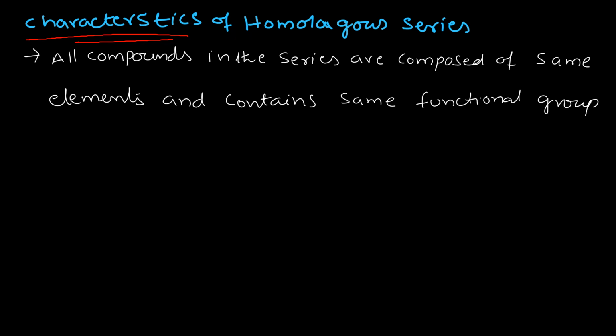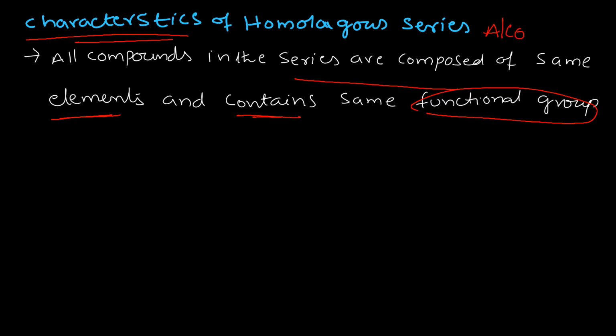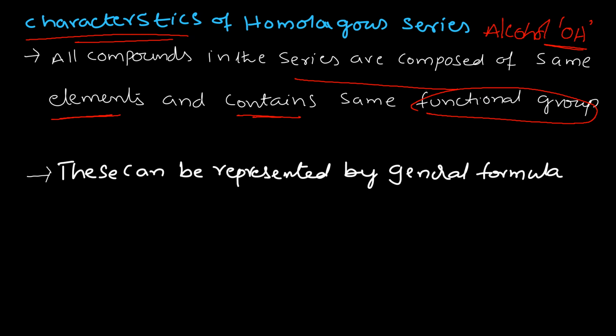The compounds in the series are composed of the same elements and contain the same functional groups. Just now we were discussing alcohols. All these have the same functional group OH. So those contain similar or the same functional groups in these homologous series.